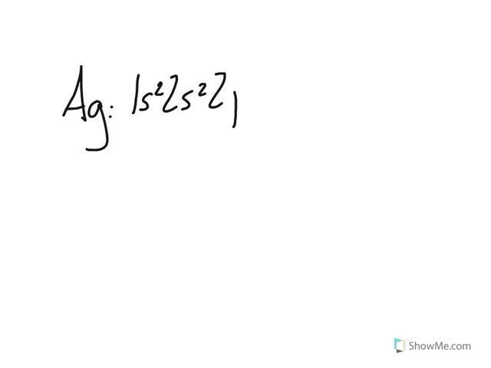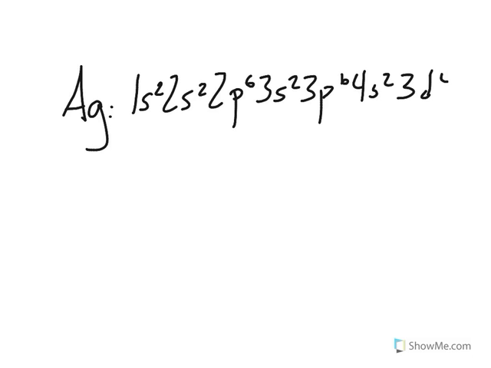Let's take a look at one that's in the D block, like silver, Ag. Okay? This will be 1s2, 2s2, 2p6, 3s2, 3p6, 4s2, 3d10, and then 4p6, 5s2, and then 4d9. Now that's a long electron configuration.